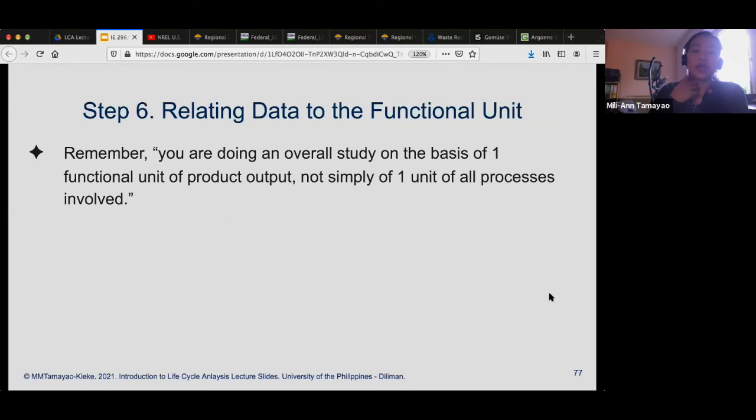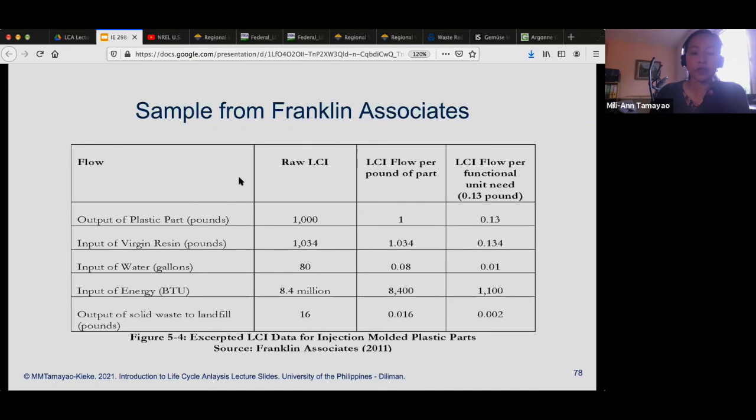Now, the next step is relating the data to the functional unit. So first, you relate it to the unit process, right? Now you have to be able to relate it to the functional unit. Remember that you are doing an overall study on the basis of one functional unit of product output and not simply of one unit of all processes involved. So if we build on the previous example, we already discussed this part. You have the raw LCI for the unit process. The next column is LCI flow per pound of part.